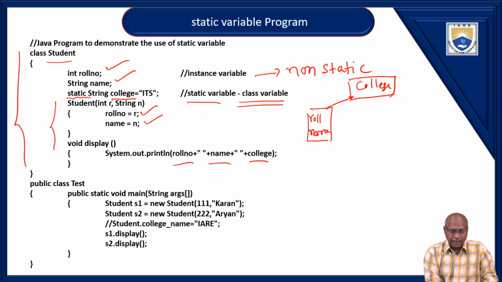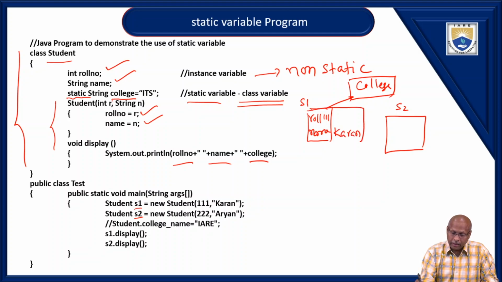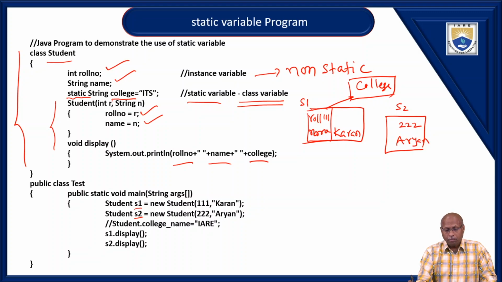Now class Test. Here how many objects have I created? S1 and S2. S1 is one object, S2 is another object. In S1, I kept 111 and Karan. So roll number is 111 and name is Karan. This is available in object 1, S1. Similarly, for the second object S2, again memory is allocated. Roll number is 222 and name is Aryan. But the college is static, so that means both objects refer to the same area.